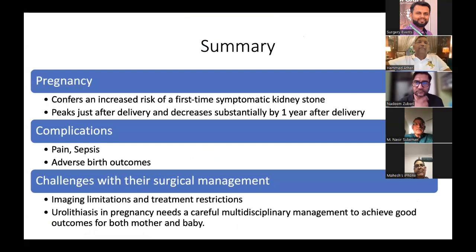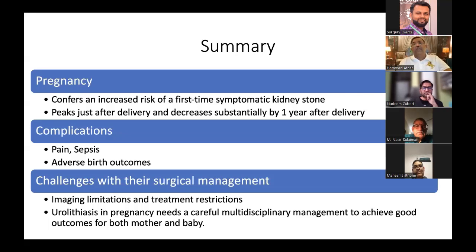So in summary, pregnancy confers an increased risk of first-time symptomatic kidney stones. This is important to remember. It starts in the second trimester, peaks after delivery up to 3 months. And by the first year, the chance of forming a stone in the next pregnancy would be baseline. Pain and sepsis are two of the complicating factors, along with adverse birth outcomes.